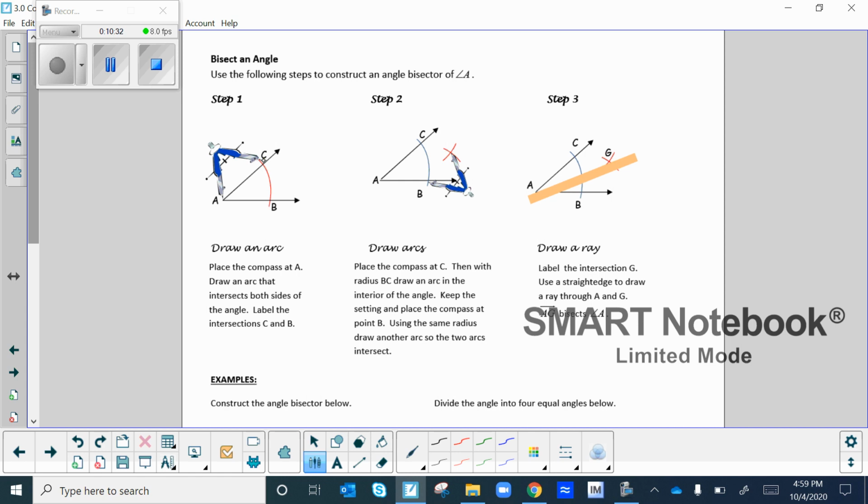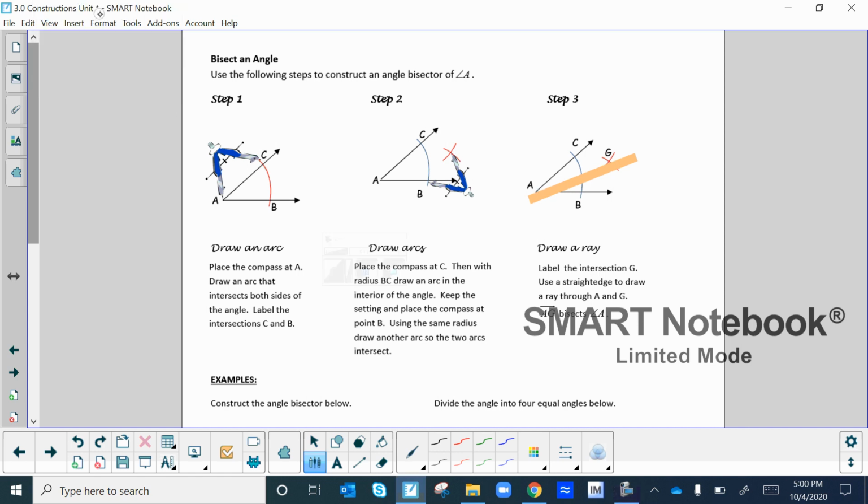And then these 2 points are important, kind of like on the other copying angle, which are labeled B and C. You want to put your point on B, and it doesn't have to be the exact width of BC, but as long as it goes more than halfway, your compass doesn't have to be a certain setting. And you're just going to make an arc in the interior of the angle. Then you place it on C, and you make that same arc, and you want to see that intersection happen because that's where you're going to connect with your ruler from there to there.